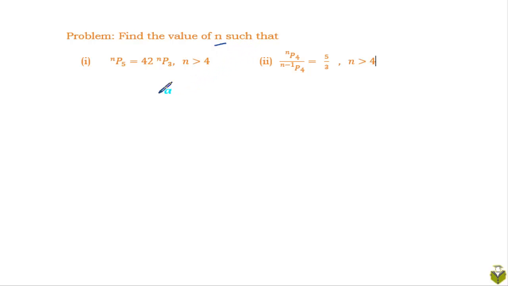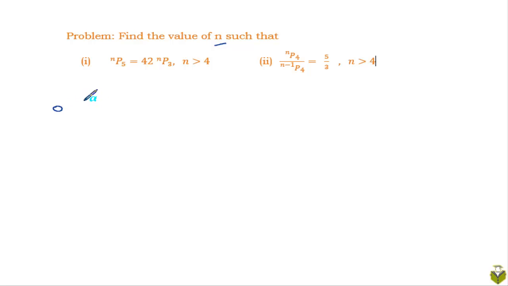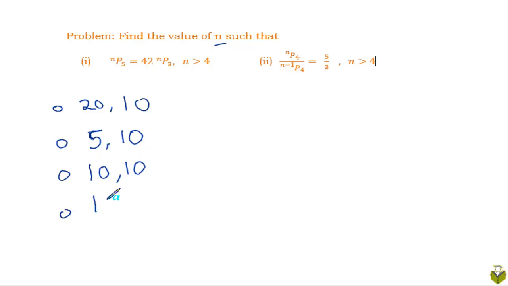So you should be able to use the formula in the factorial notation on both the right hand side and left hand side, and then solve for n for the first part and also for the second part. I'll just give you the choices. The choices are 20 and 10, 5 and 10, 10 and 10, 10 and 20. So the answer is 10 and 10.